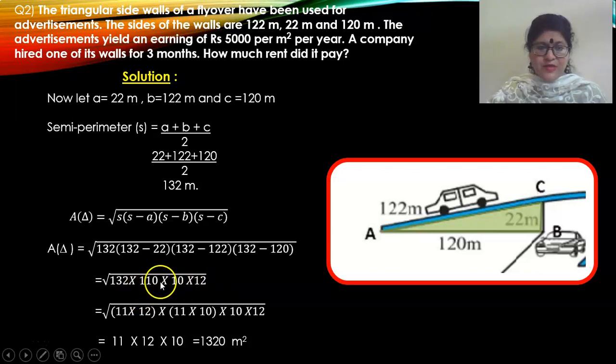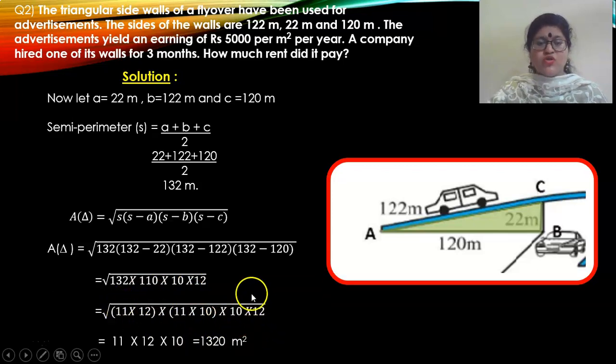10 into 12. So 110, I can write it as 11 into 10. 132 can be split as 11 into 12. So 11 out here and 11 out here. Then you have 12 here and another 12 here, and 10 and another 10 out here. So split these four numbers. We have expressed 132 in this manner, 110 in this manner, and 10 and 12.